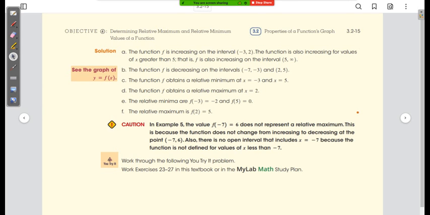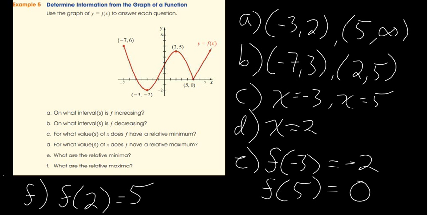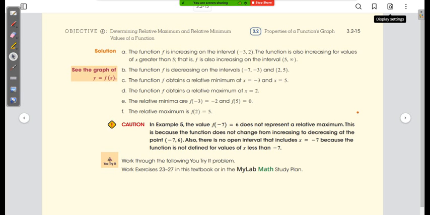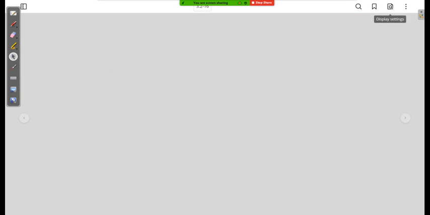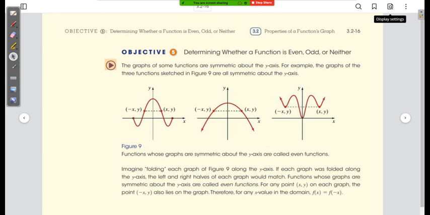It reads, in example 5, the value of f of -7 equals 6 does not represent a relative maximum. Okay, because that's what we said. We said right here is not a maximum because we're not rising up to it. The textbook says this is because the function does not change from increasing to decreasing at that point. It's just simply decreasing from that point. That's why we did not consider that a relative maximum. And of course, that is a lot better put than what I said.